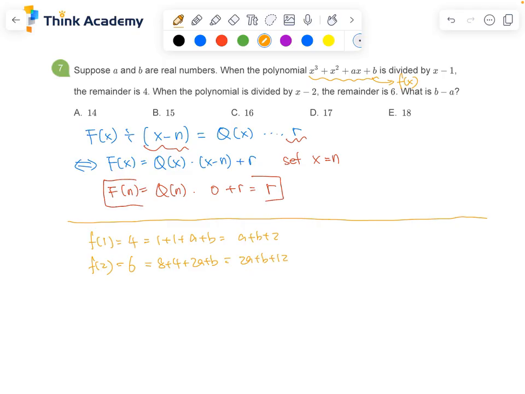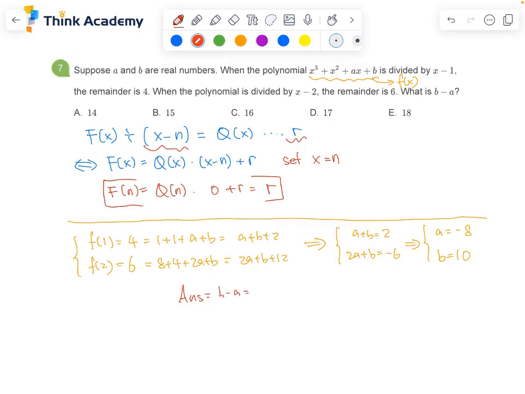So organizing these two equations, I have a plus b is 2, and 2a plus b is minus 6. Solving the system of linear equations, I have a is minus 8 and b is 10. So what is b minus a? The answer is just b minus a, which is 18, which is E for this problem.